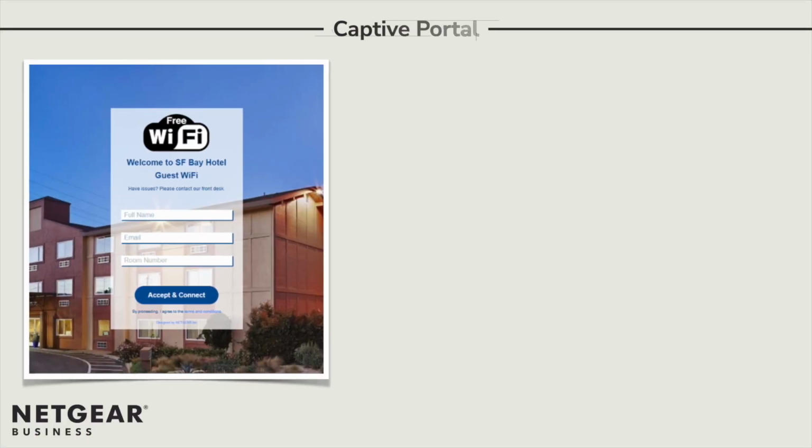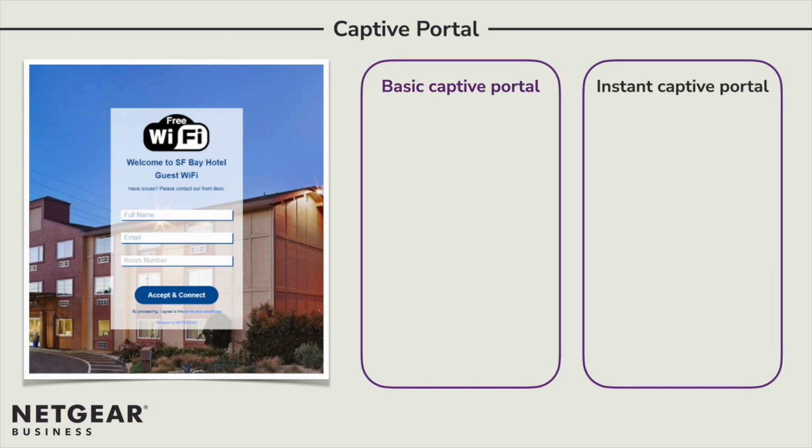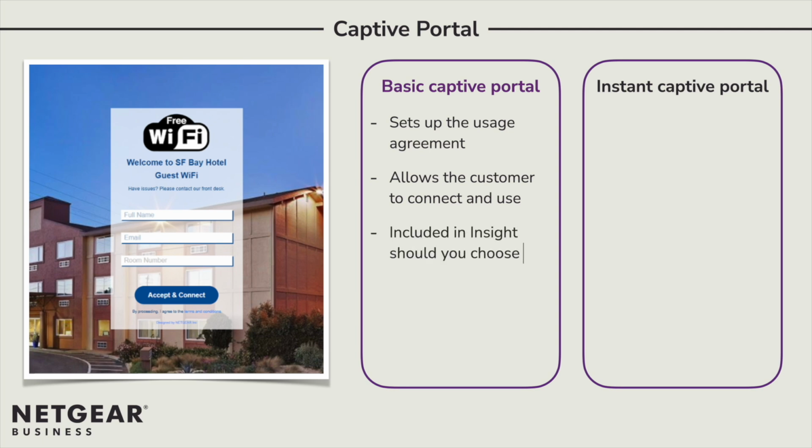NETGEAR offers two types of captive portal, basic and instant. The basic captive portal sets up the usage agreement and allows the customer to connect and use it. It's pretty basic, but it's free and included with Insight should you choose to utilize it. The instant captive portal provides the merchant with data analytics and a full year log of internet access information, which is now required in many countries by law.